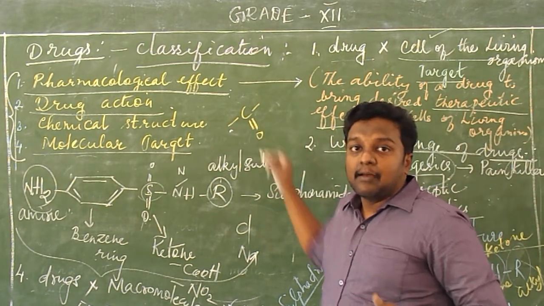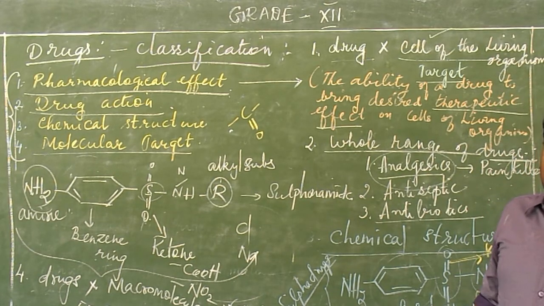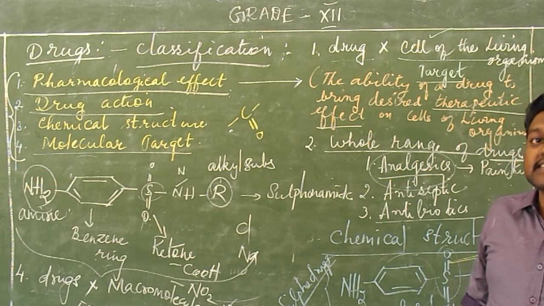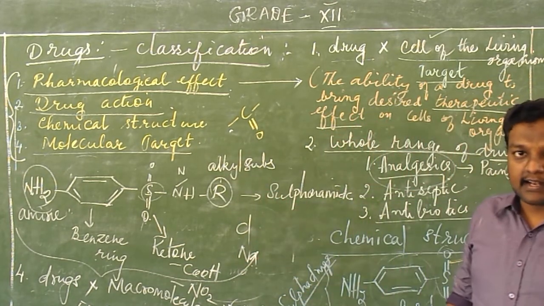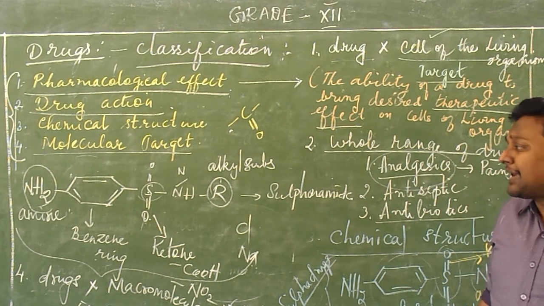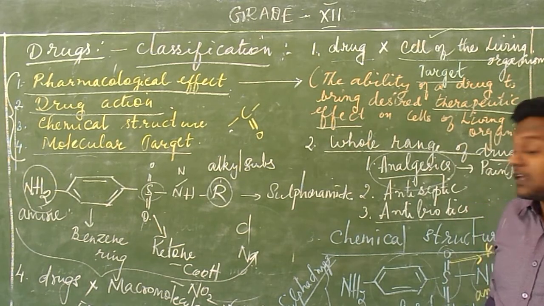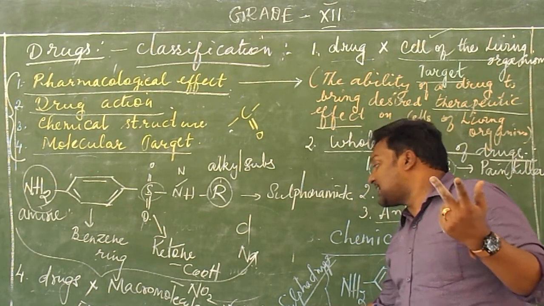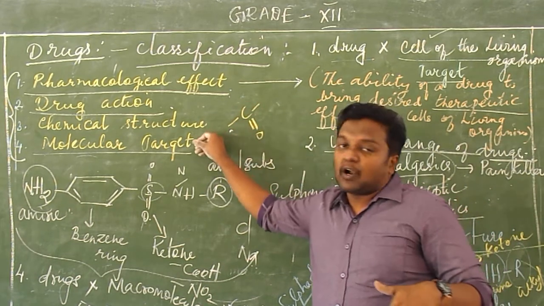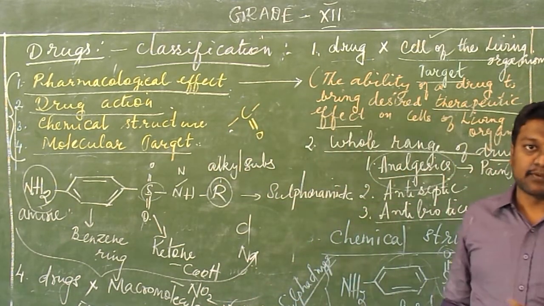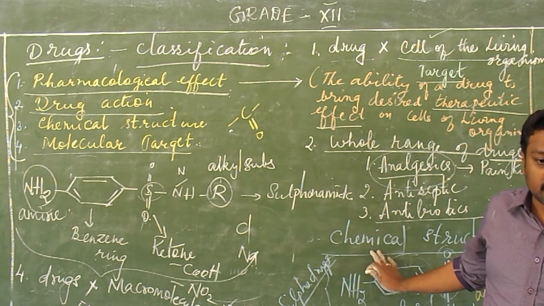Then chemical structure: based on the chemical structure we can classify the drug. The drug exhibits its action on the targets depending upon its chemical structure. An example is sulfur drug, sulfonamide. The molecular targets: the drug interacting with the macromolecules. What are the macromolecules? Enzymes, receptors. The macromolecules are carbohydrates, proteins and nucleic acids. Examples of macromolecular targets are the enzymes and receptors naturally present inside our body. Understood? The classification of drugs.